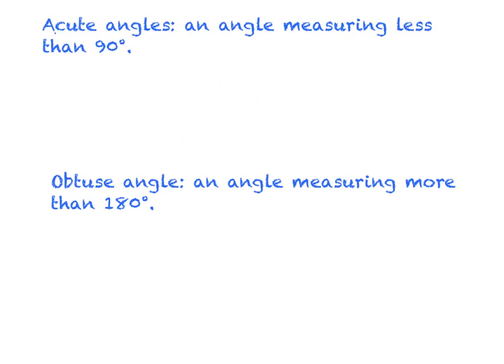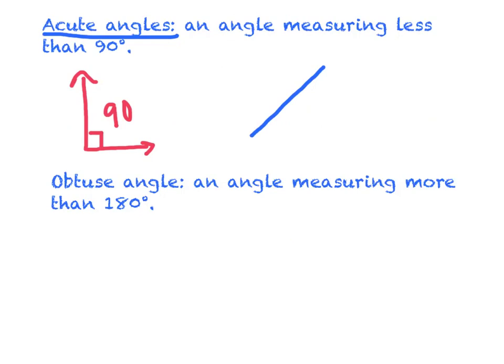We classify angles by the measure of each angle by itself. So one example of a classification of an angle is an acute angle, and an acute angle measures less than 90 degrees. If you think about the corner of a piece of paper or any perfect corner being 90 degrees, an acute angle is anything less than that. So an example of an acute angle, I'll draw over here on the side. Anything less than 90 degrees. So this would be an example of an acute angle.